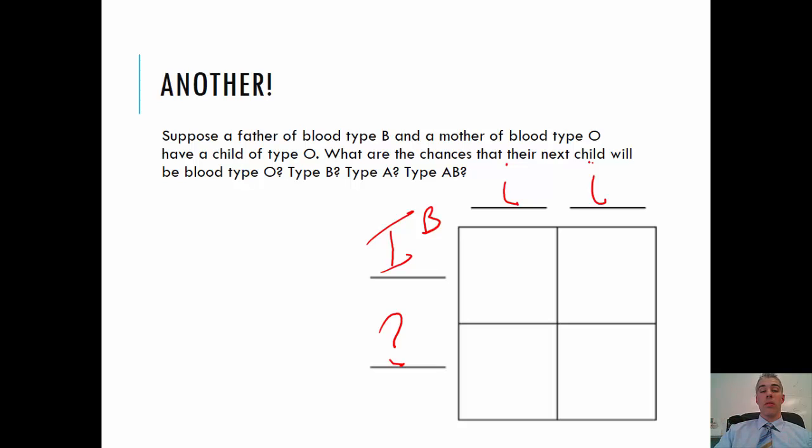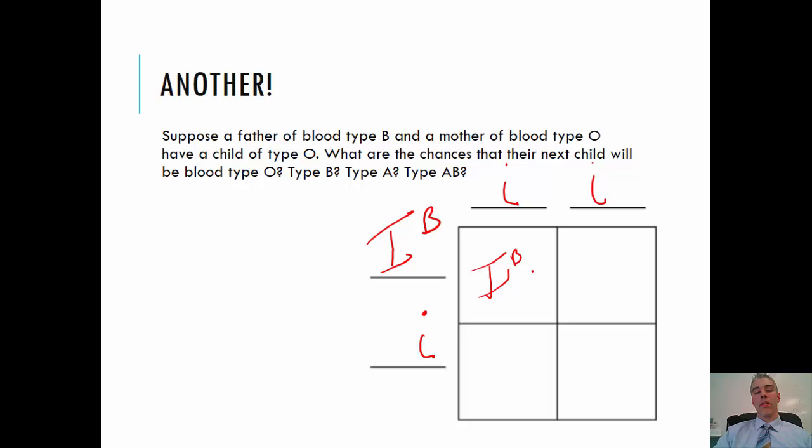Now, let's see. And they have a child that is type O. So if he was type big I, B, you couldn't have a type O child. So we know based on that this individual has to be big I, B, little i. Then we do the cross.